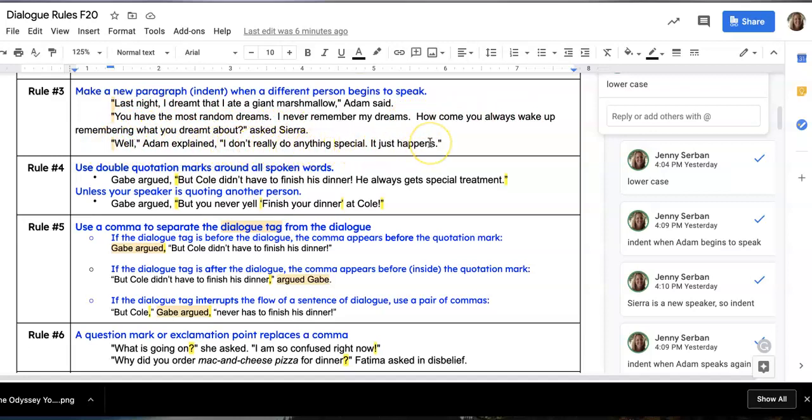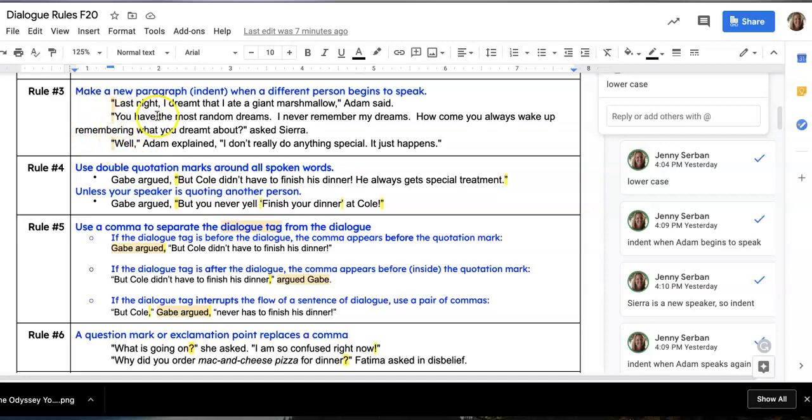It just happens." Notice that Adam spoke twice, but that each time he spoke it was indented, or you press tab in order to put it in, or you press 5 spaces. And it begins in like a new paragraph. And then as soon as Sierra begins speaking, it's a new paragraph again. And then when Adam speaks again, it's a new paragraph.